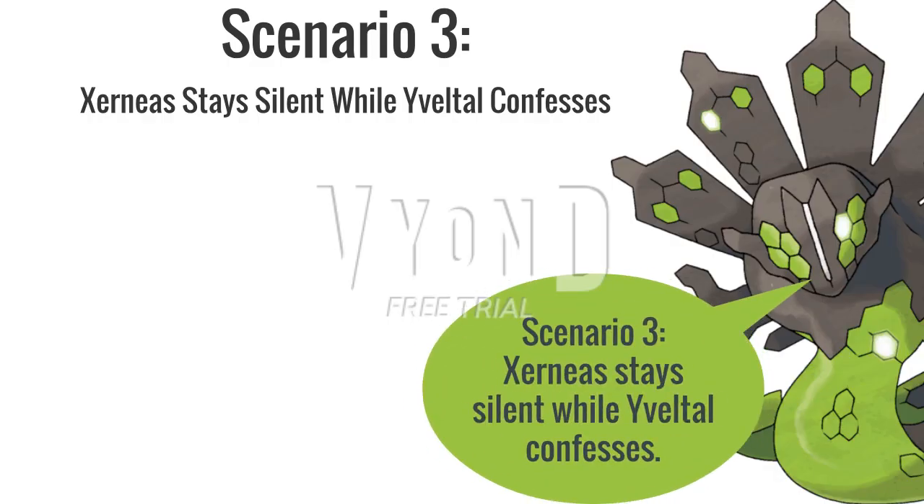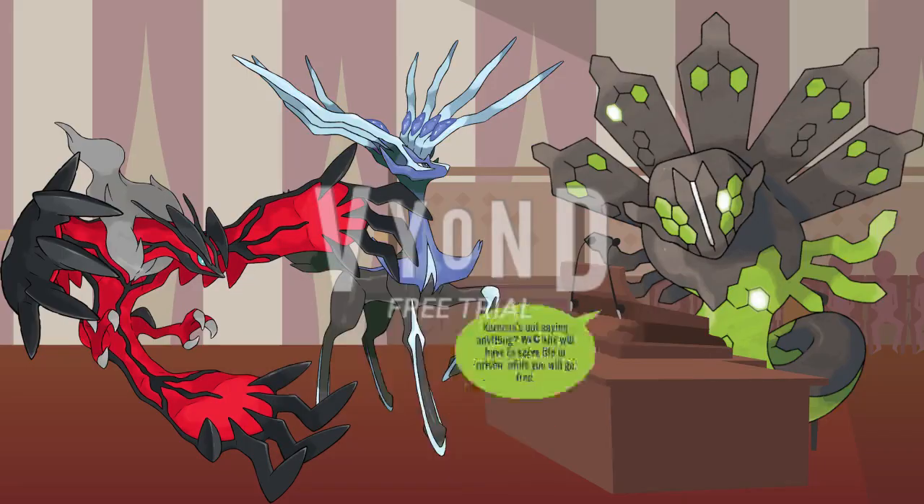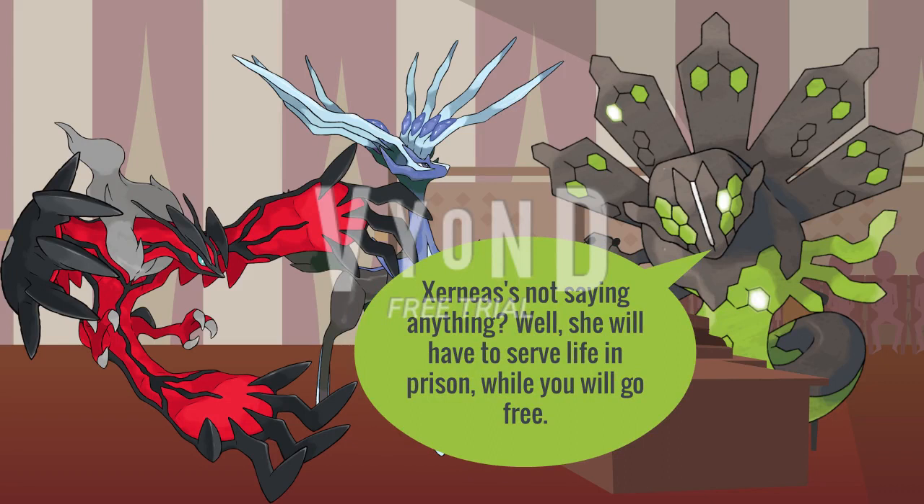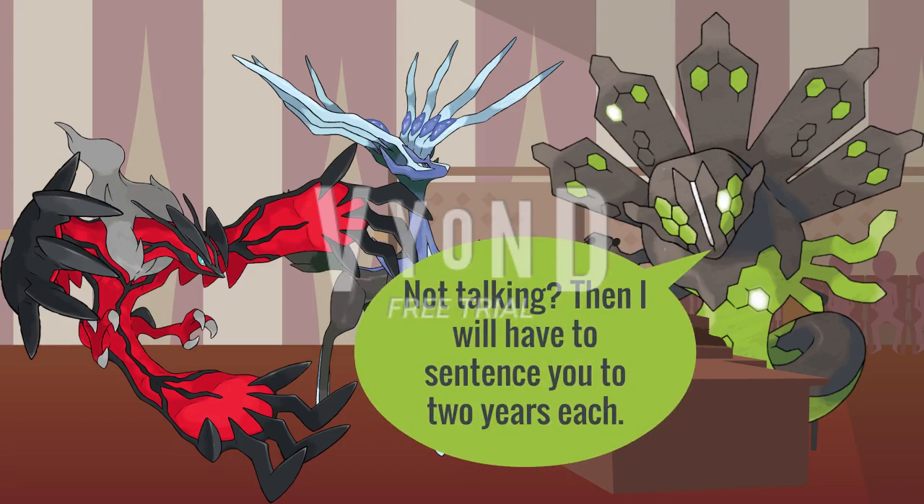Scenario 3, Xerneas stays silent while Yveltal confesses. I confess to committing the crime. Xerneas is not saying anything. Well, she will have to serve life in prison, while you will go free. And finally, Scenario 4, Xerneas and Yveltal both stay silent. Not talking. Then I will have to sentence you to 2 years each.